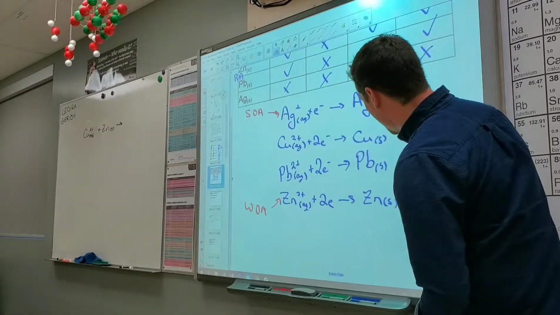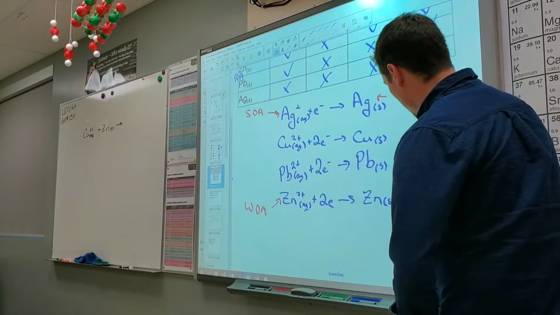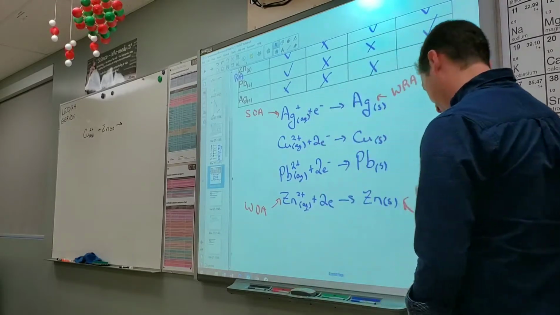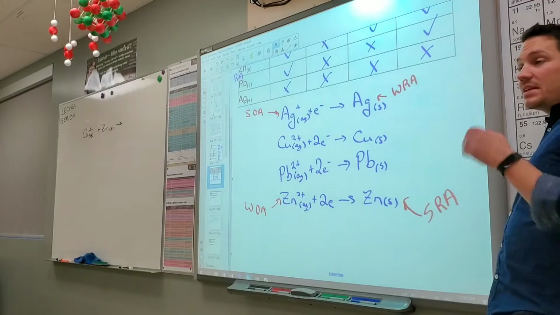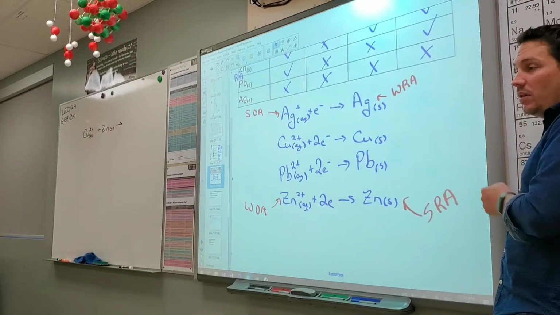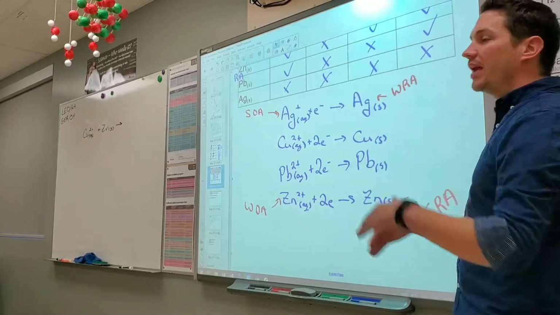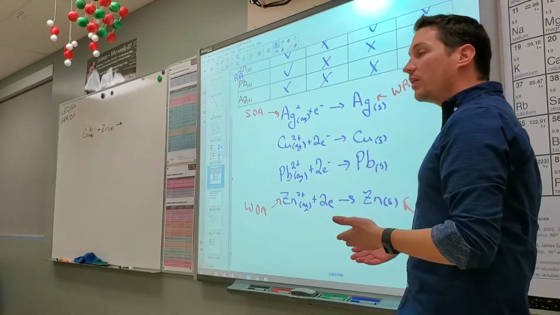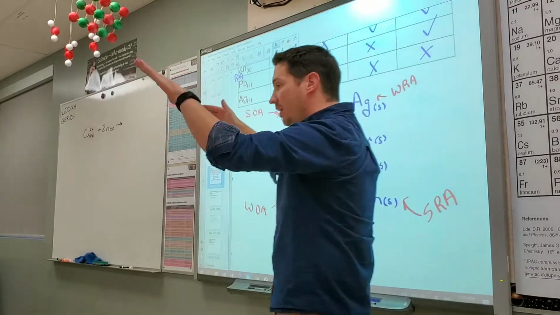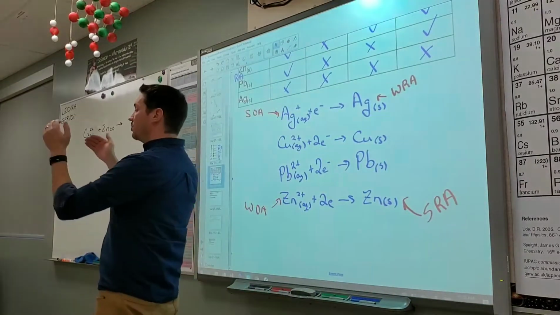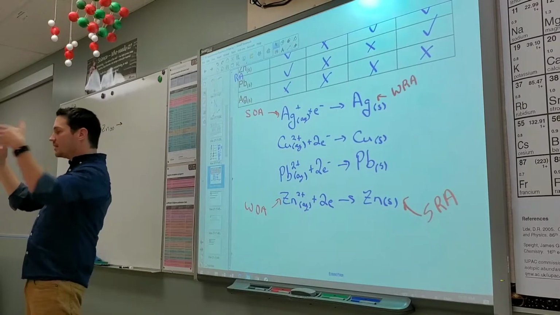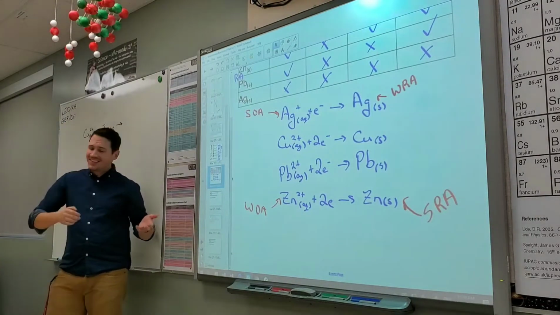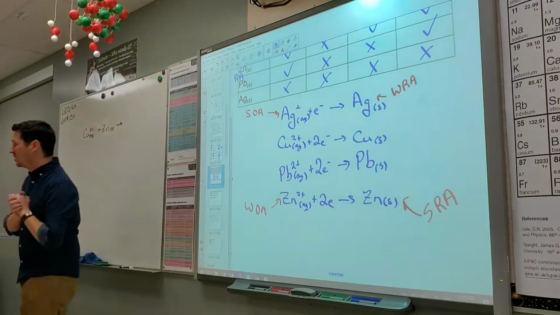So this is how a table is created. This is our strongest reducing agent. Basically, the way we made that table was we had to do a bunch of different reactions, and we had to see who's winning the battle for the electrons. If they win the battle for the electrons, we put them on top. If they lose the battle for the electrons, we put them on the bottom. And then we keep inserting things wherever they win or lose. Does this kind of make sense?